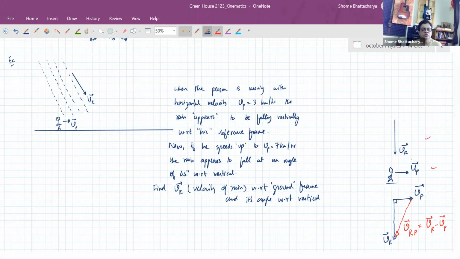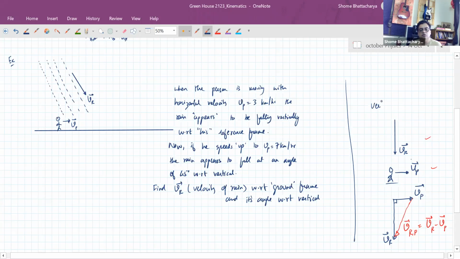But that was in a situation where rain was falling vertically. This we have seen in the previous lecture. Now this is a slightly different situation. Here the rain itself is falling in a slanted manner.